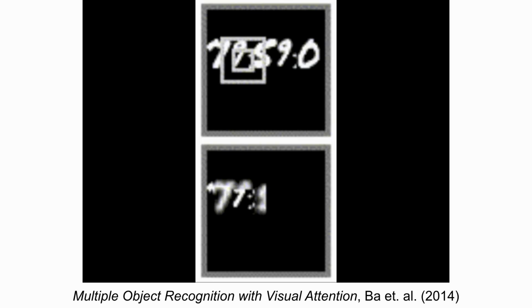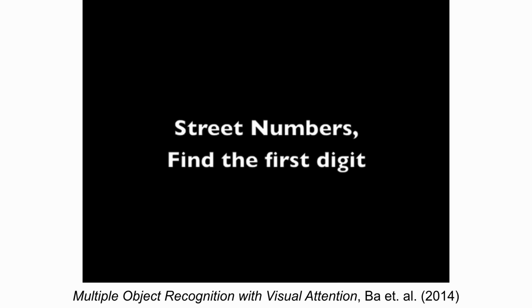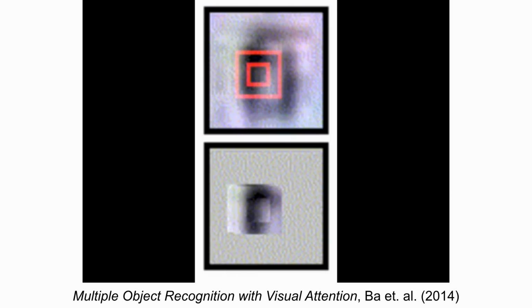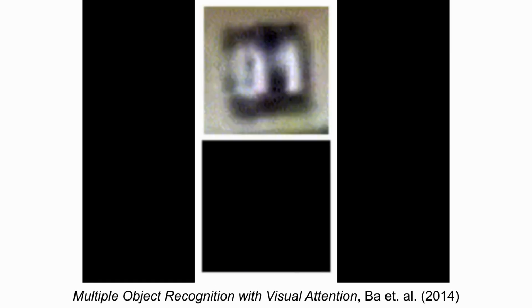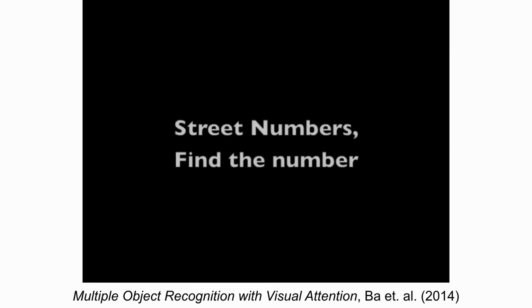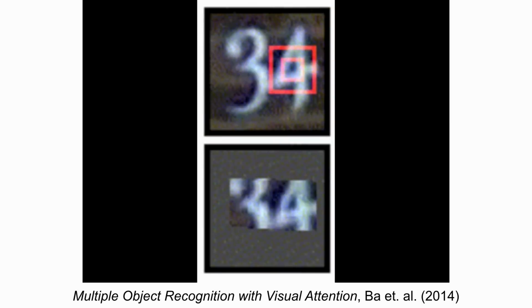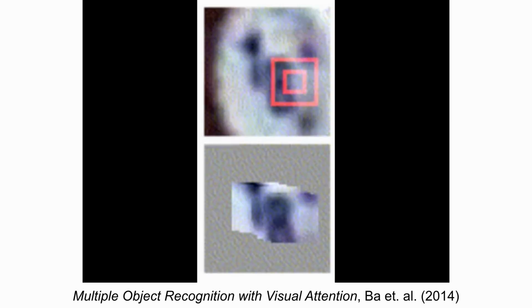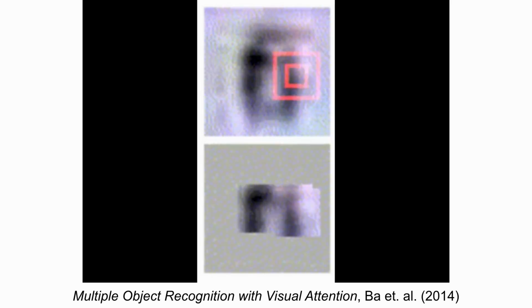I think in this case, for the first task, it just had to find the first digit. And these are real photographs of street numbers. And here it has to read the whole thing. And you can see, again, it's learning to do these kind of sweeps, these passes through it. And I think it was also applied to ImageNet.